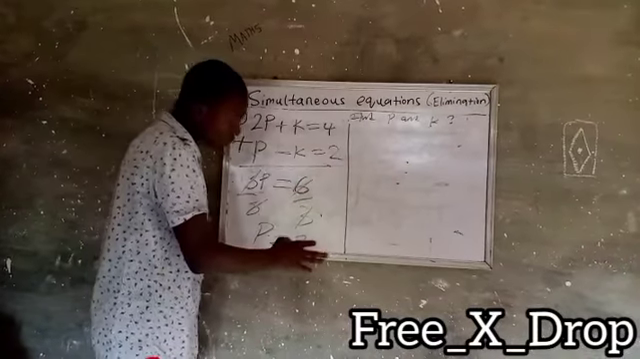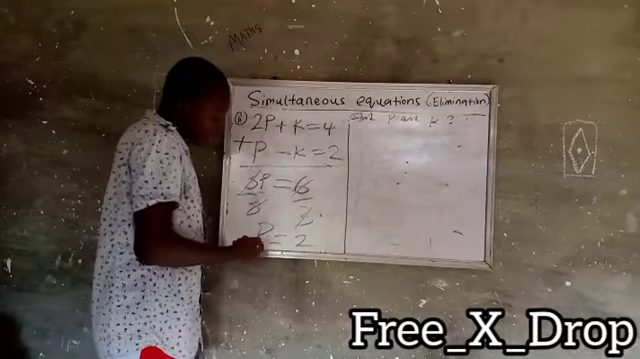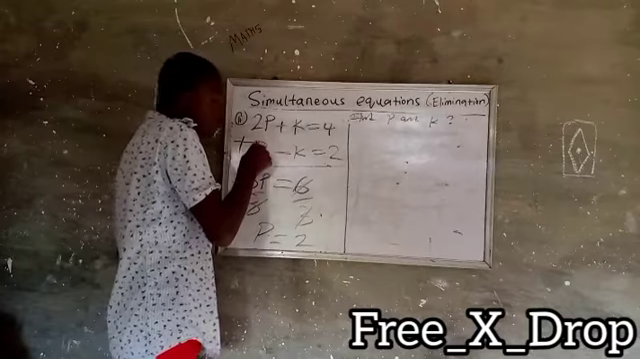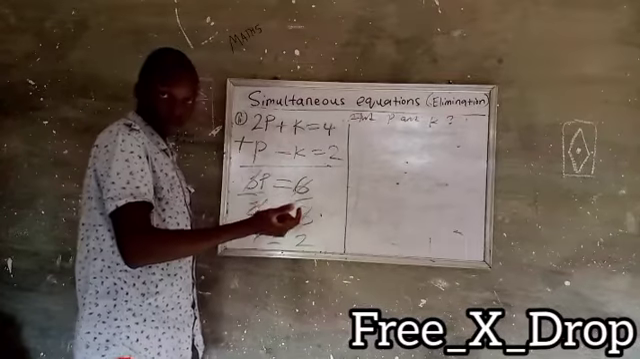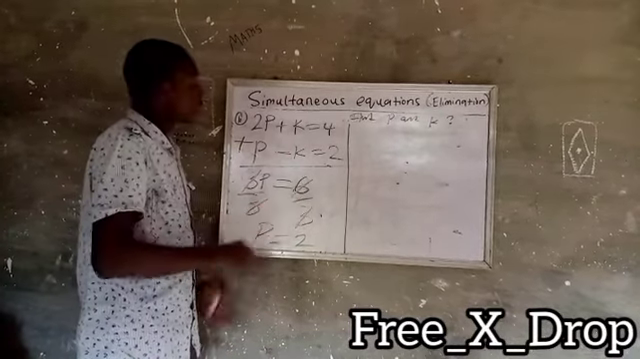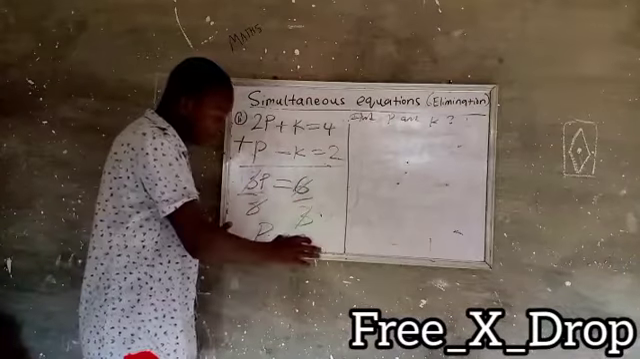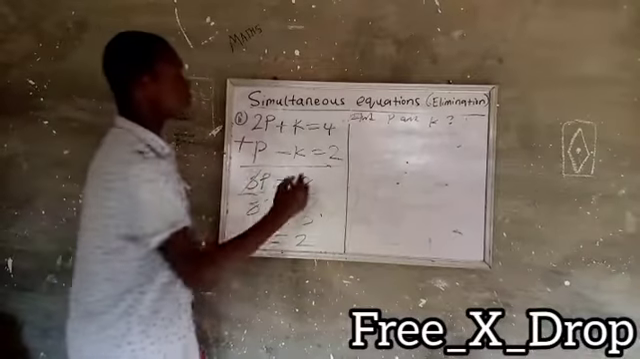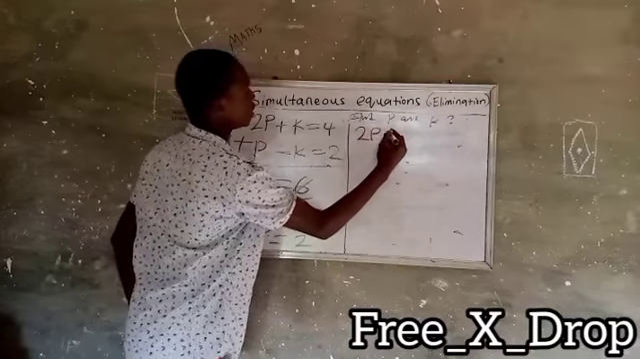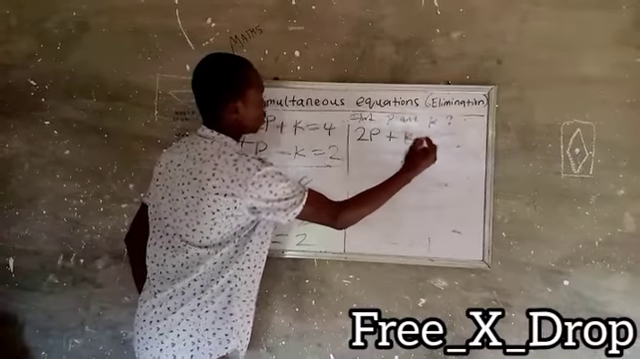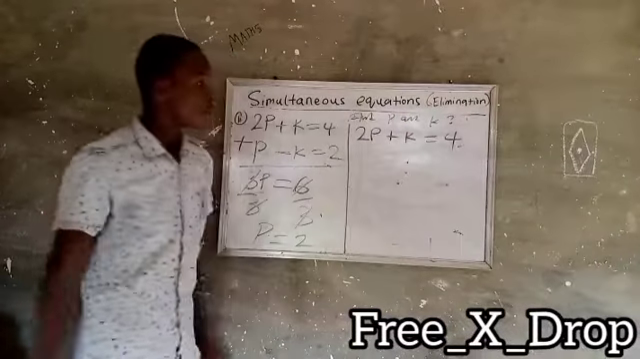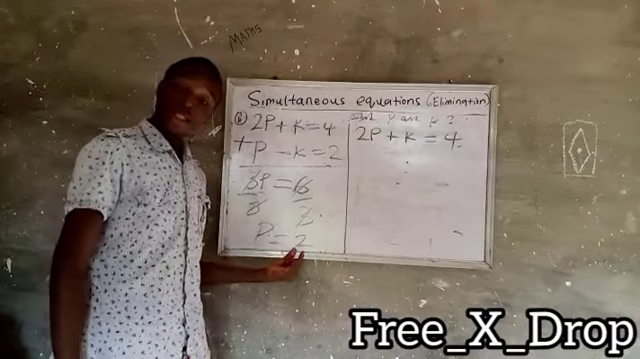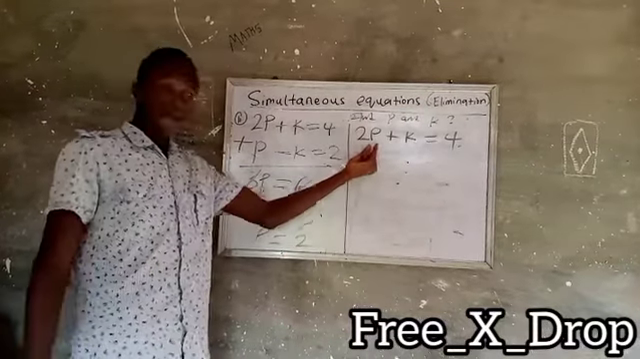So you simply put your 2 in the place of p, because p is equal to 2. You have gotten your p as 2, so you simply put it here and then you solve. Or if you want to use the other equation, you simply put the 2 where p is and then you solve. For me, I'll be using this first equation, which is 2p plus k equal to 4. You remove the p because you already have your p as 2, so there's no need to write p here.